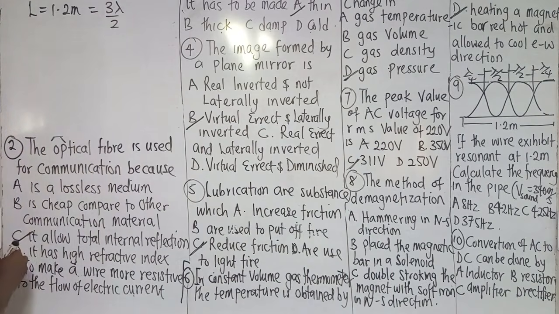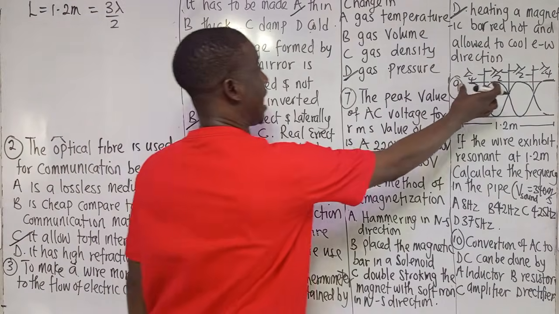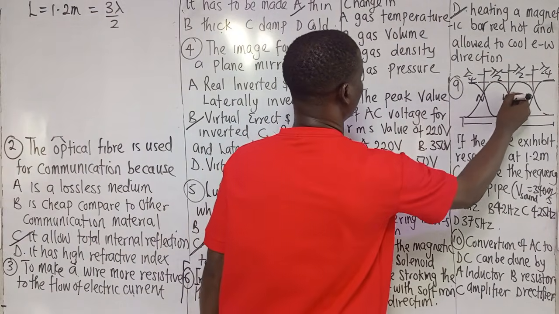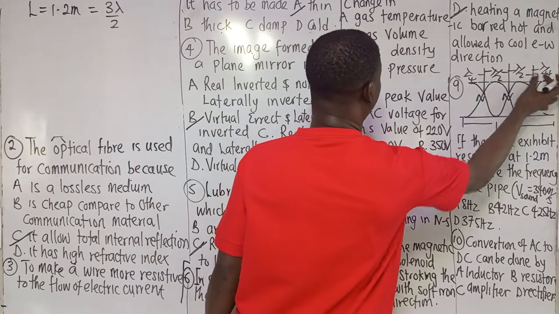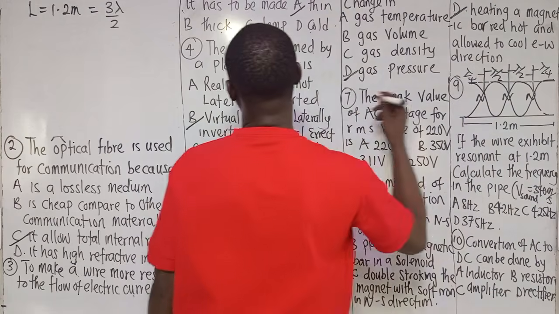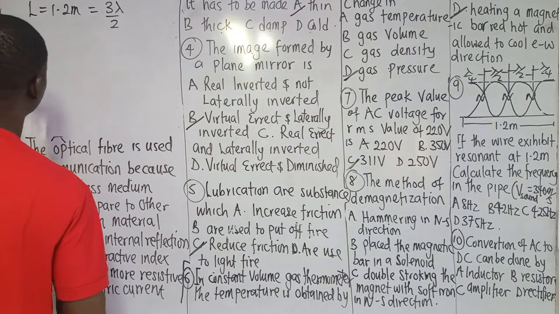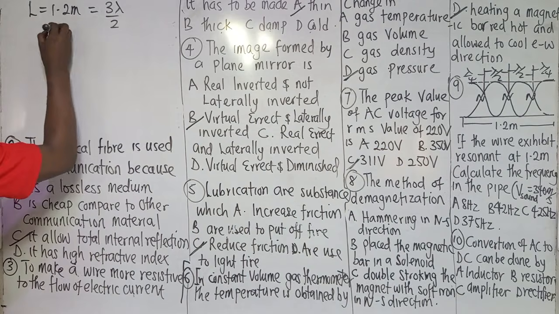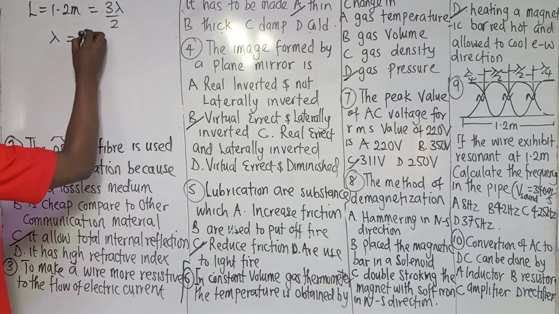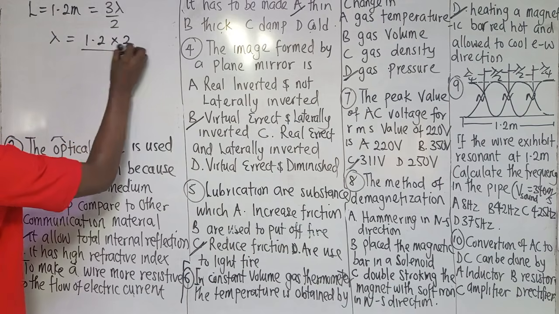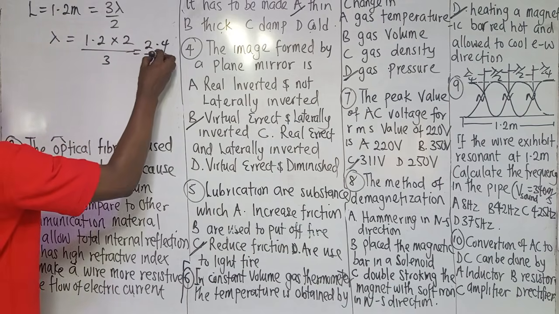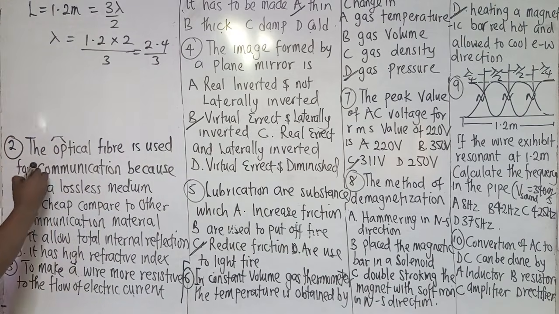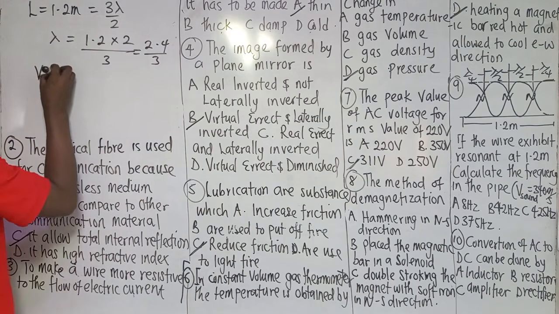So the full length is what? If you add them together, half lambda plus half lambda is 1 lambda, quarter plus quarter is half, and half plus 1 is 1.5. 1.5 is 3/2. So in that case, you can cross multiply to find lambda. Lambda becomes 1.2 times 2 over 3, and that gives us 2.4/3.